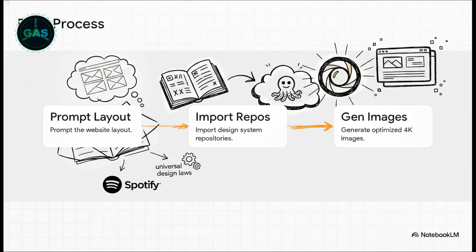You start by prompting the layout. But instead of relying on some generic AI taste, you can actually import established design system repositories. For example, you can point the system to a public GitHub repository for Spotify's design system, or a repository detailing universal design laws. You literally instruct the AI to be inspired by those specific, high-quality principles. This radically shortcuts your path to achieving professional, agency-tier web design.